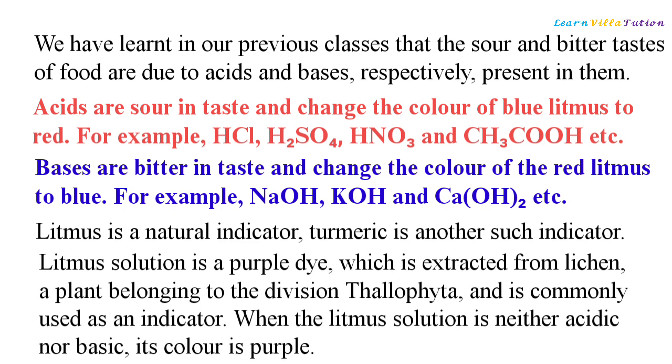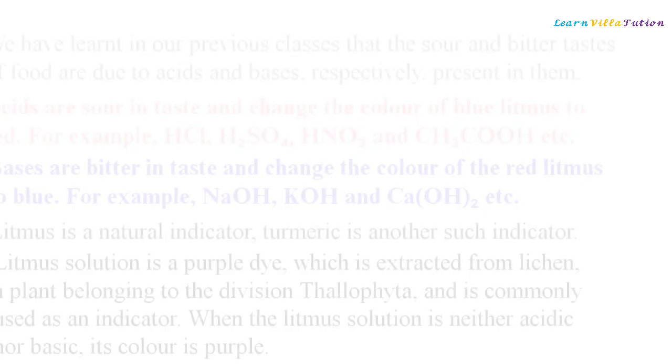Litmus solution is a purple dye, which is extracted from lichen, a plant belonging to the division Thallophyta, and is commonly used as an indicator. When the litmus solution is neither acidic nor basic, its color is purple.